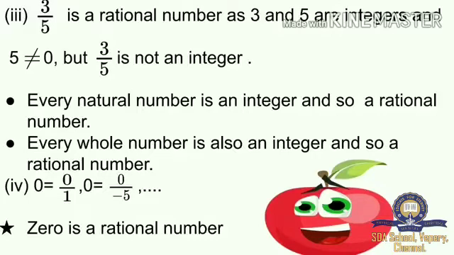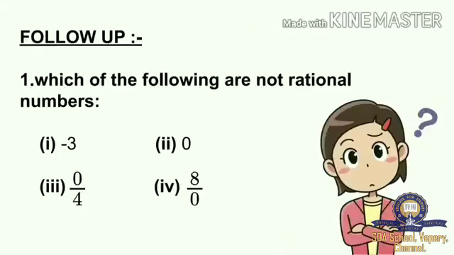And fourth subdivision, 0. If they ask about 0, in the denominator the value will always be 1. 0 is a rational number. Here is your follow-up work.